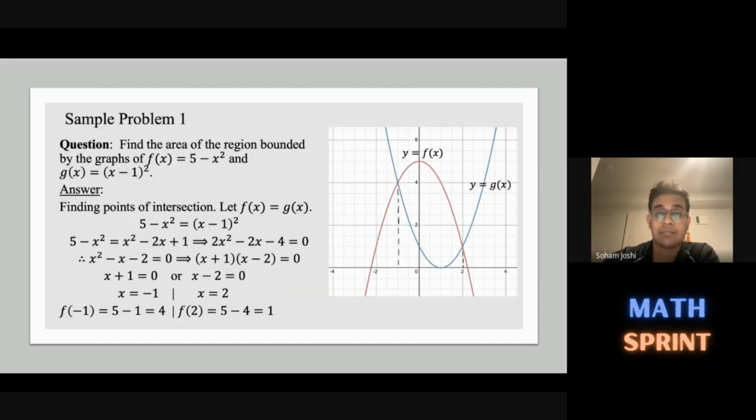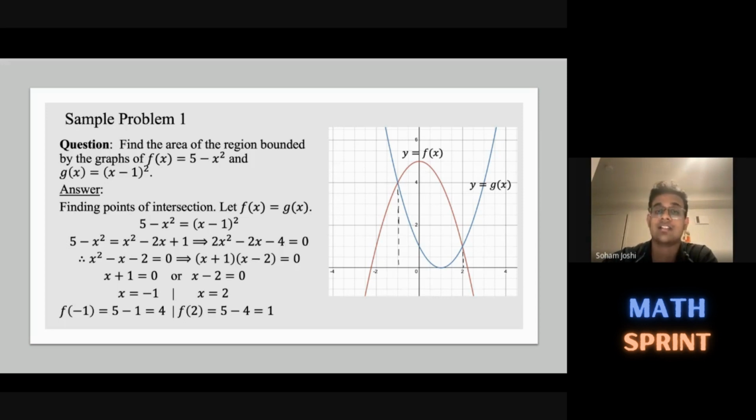All right, so let's do a sample problem. Find the area of the region bounded by the graphs of f of x equals 5 minus x squared and g of x equals (x minus 1) squared. You should not need the graphs to do this problem, but I have shown them here for your understanding.